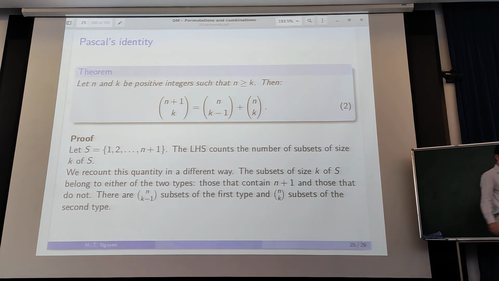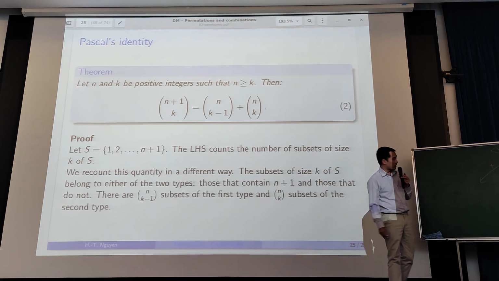Okay, so we have something of size k. So I will distinguish: if it contains n plus 1, so it is a question. If the answer is positive, then we go to one case. If the answer is negative, then we go to another case.